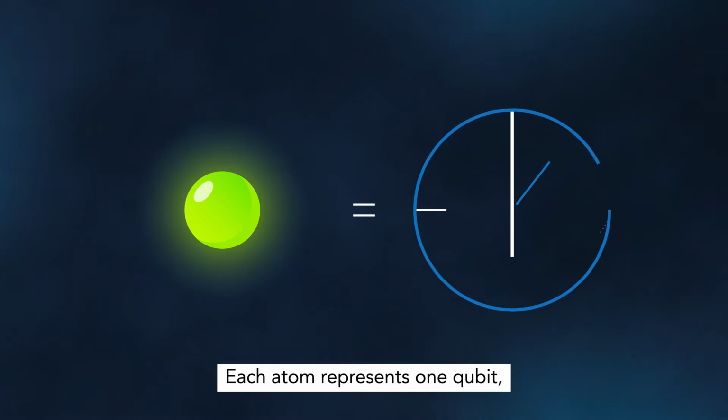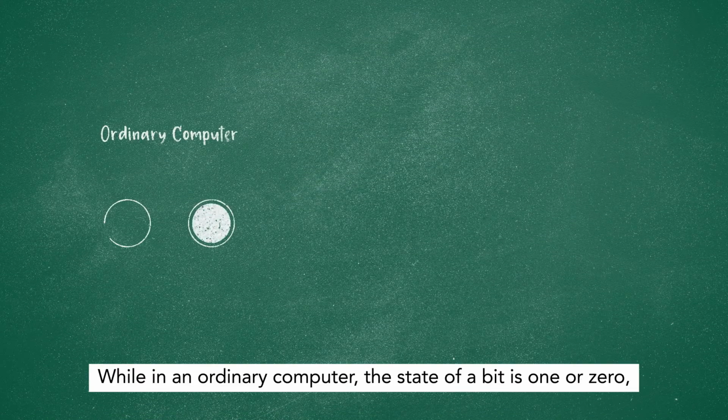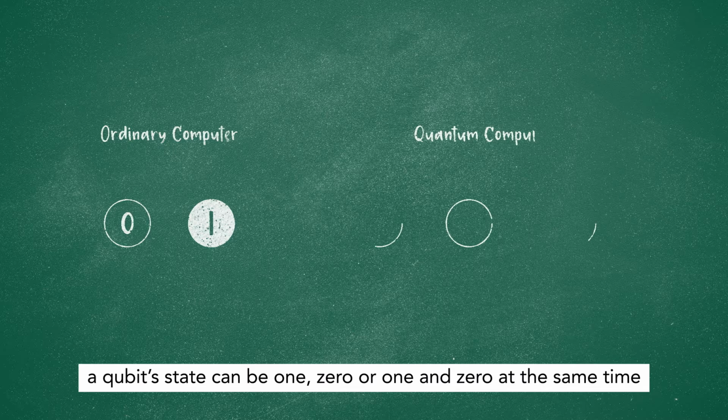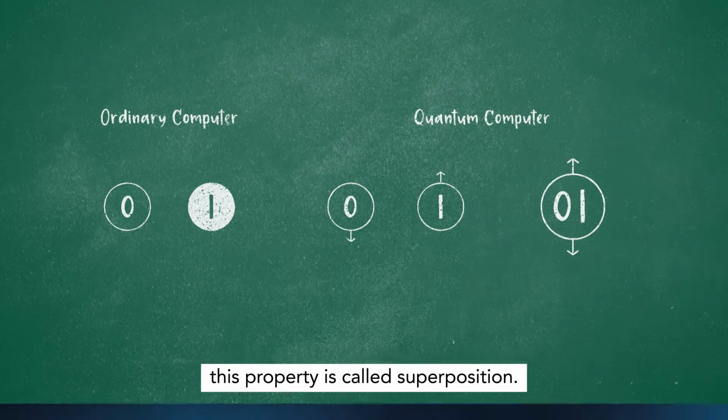Each atom represents one qubit, the basic information unit of quantum computers. While in an ordinary computer, the state of a bit is 1 or 0, a qubit state can be 1, 0, or 1 and 0 at the same time. This property is called superposition.